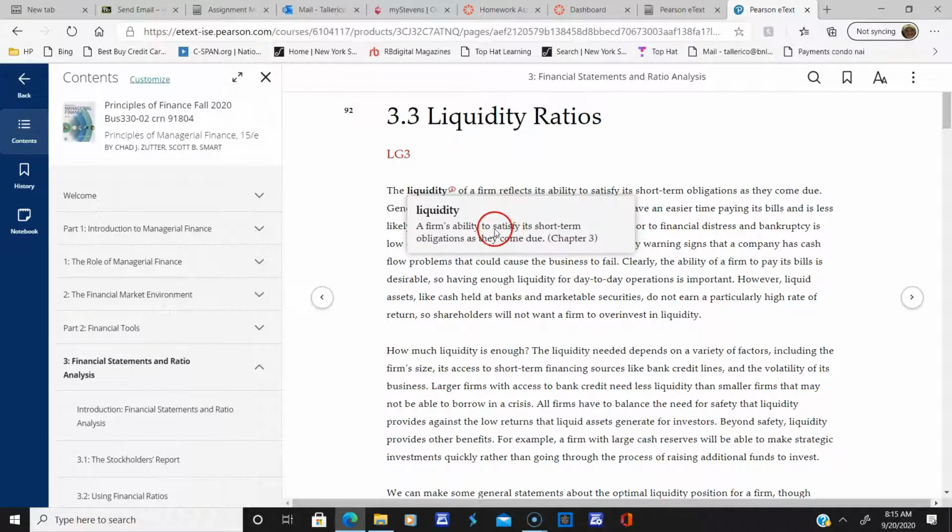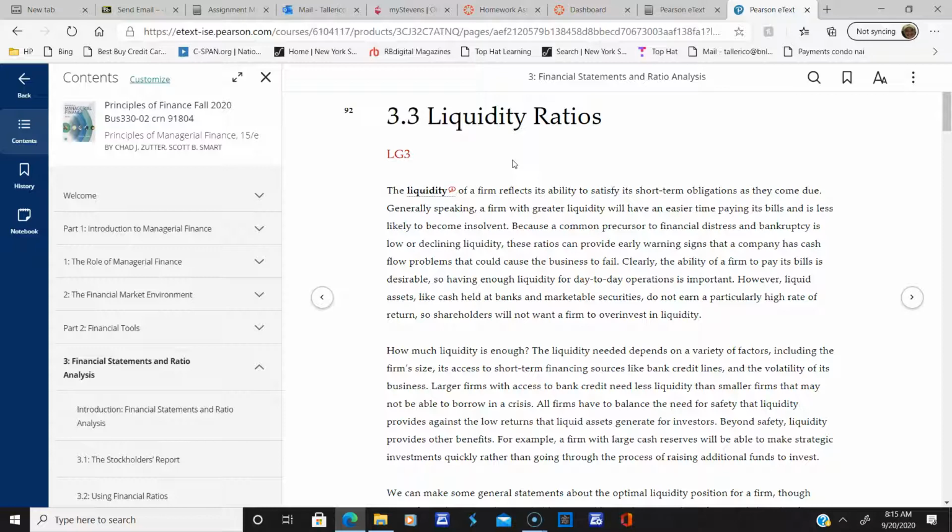From a personal standpoint, if you have to buy food every week, and you don't have money to buy food, that's short term, right? Week to week, or gas for your car, if you're not very liquid, you've got problems, right?